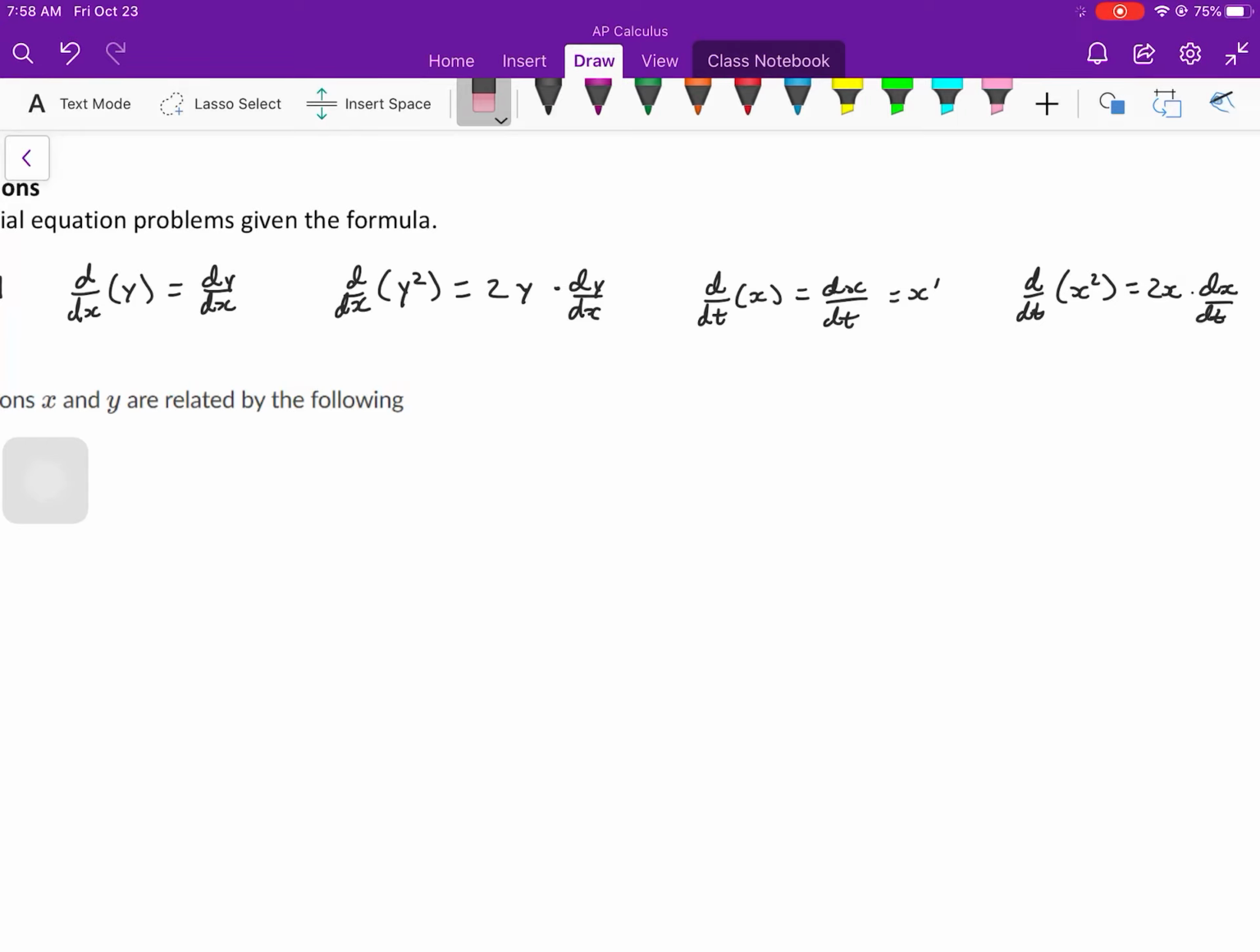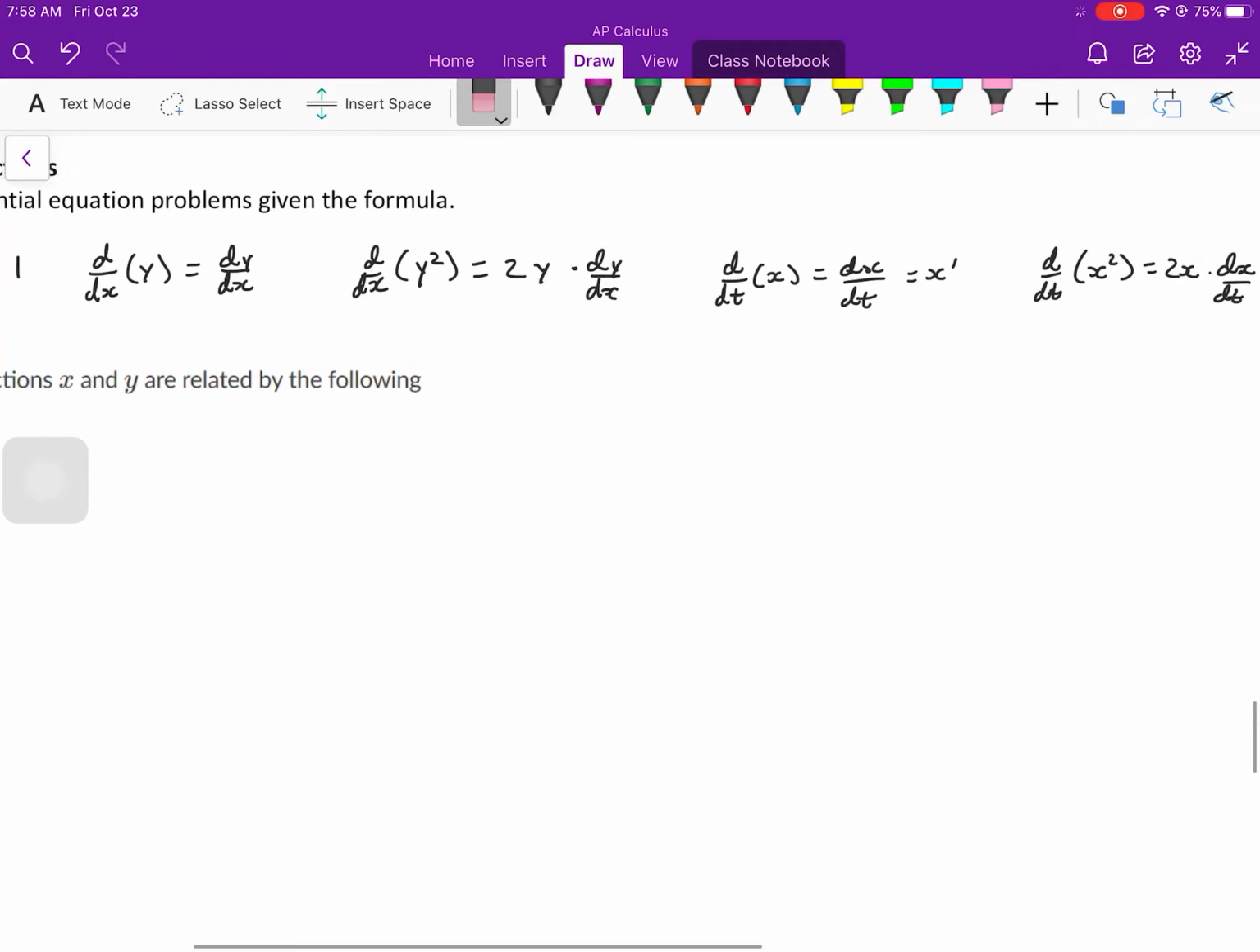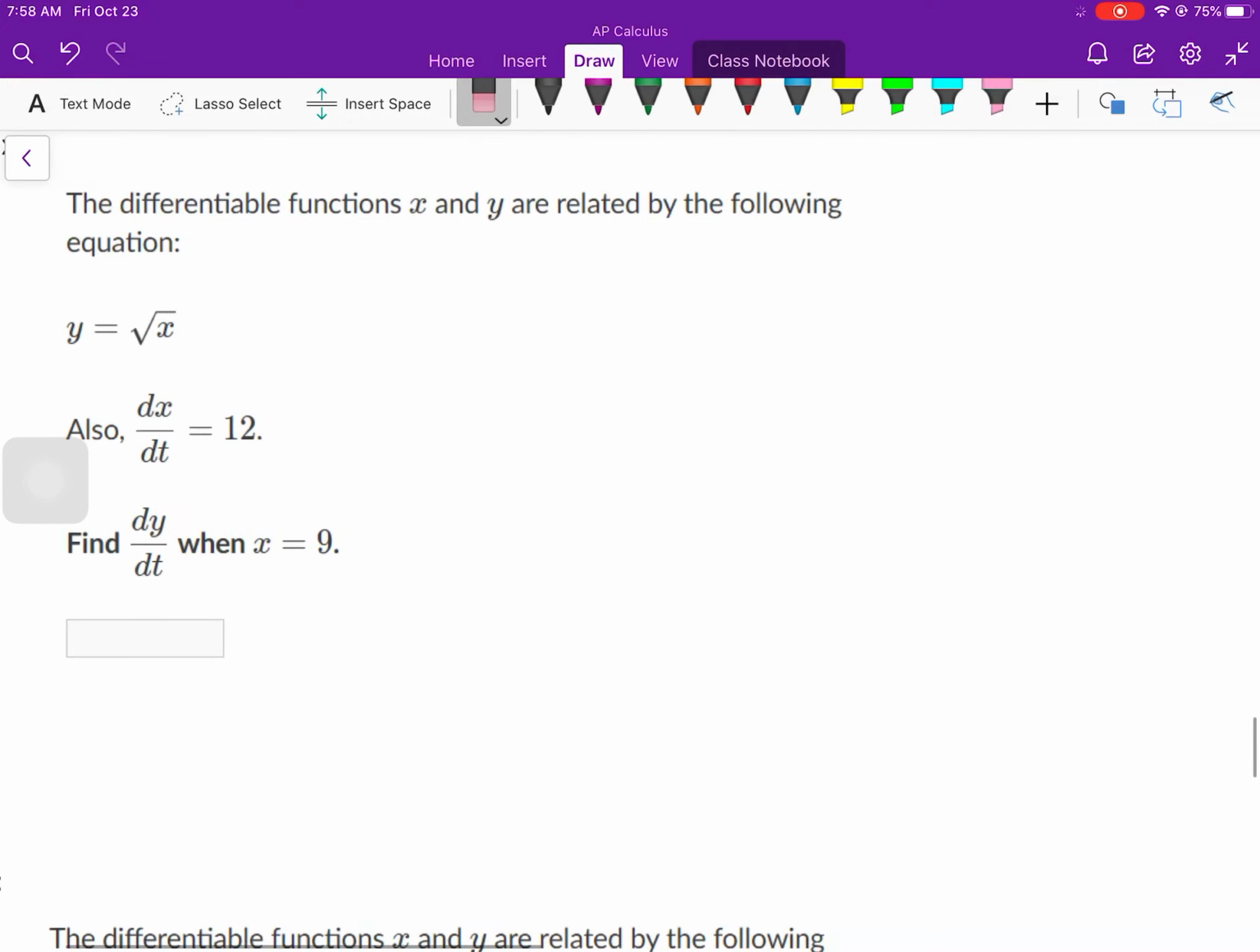So we still have to do those rules. Now we're going to be doing it to both an x and a y. So let's differentiate both sides on this one. We have y equals the square root of x, so we're going to take the derivative of both sides with respect to t. You can see right here it says find dy/dt, and it gives us some given information. Remember, we learned in the past assignments about given information and what we need to find. So we're going to find dy/dt. We're given x is 9, and we're given dx/dt is 12.